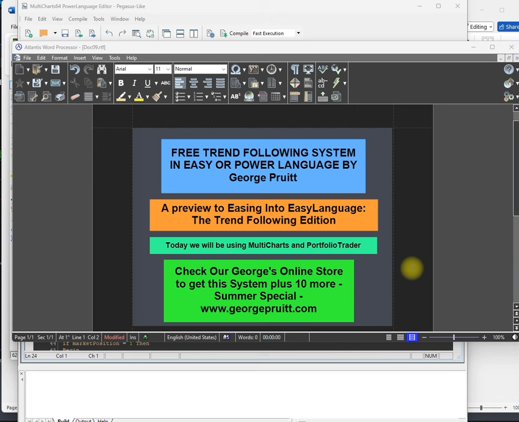We're going to be testing commodities and commodities only, but of course you could take this toward the stock market or ETFs if you would like. So let's jump into the PowerLanguage editor.